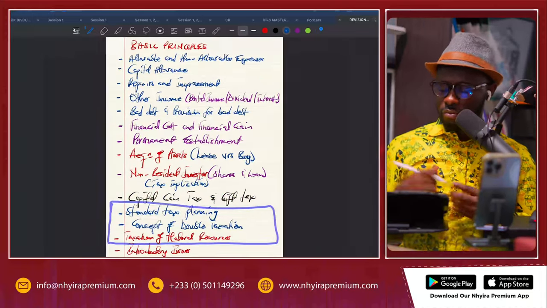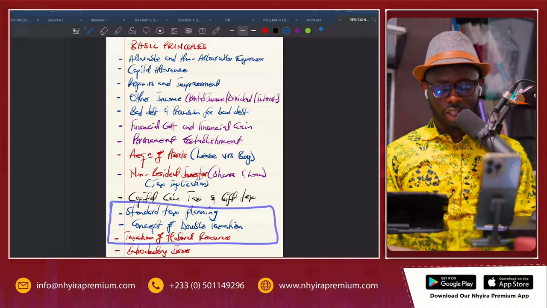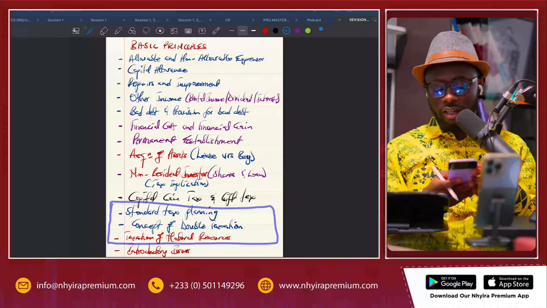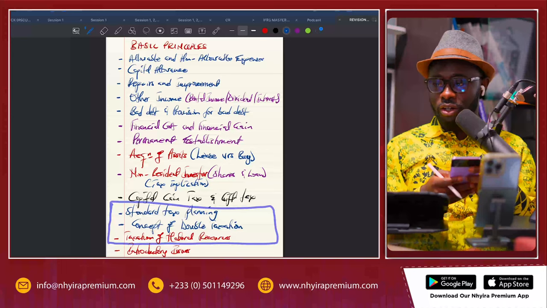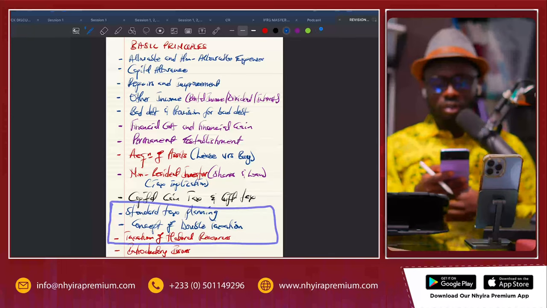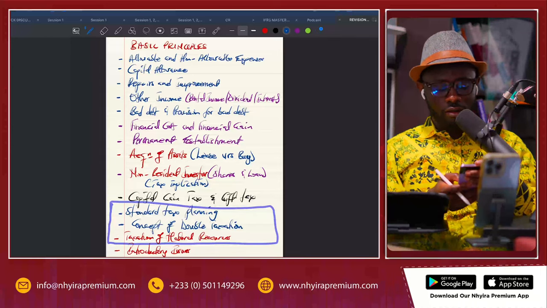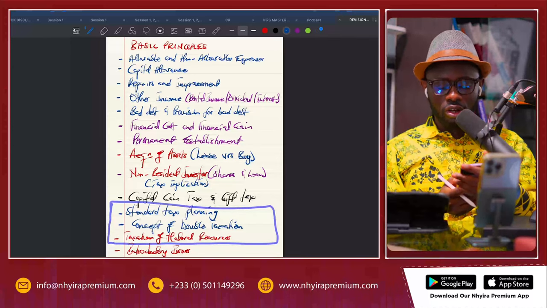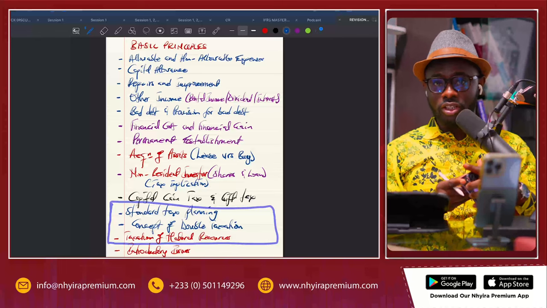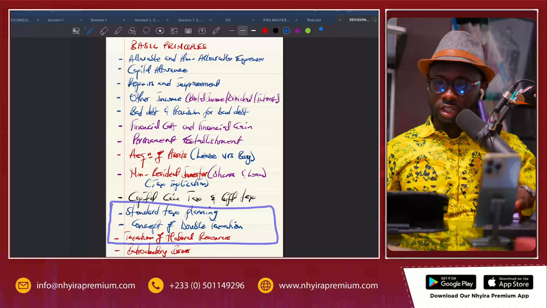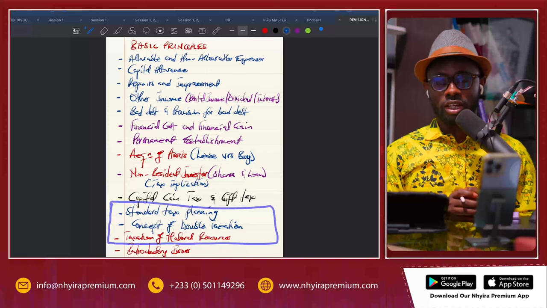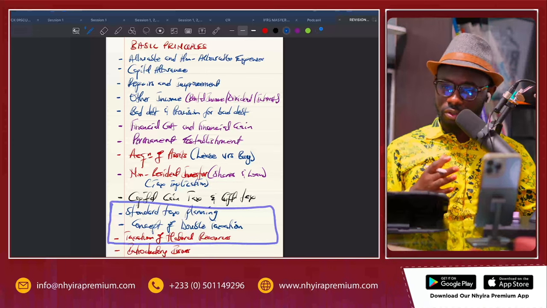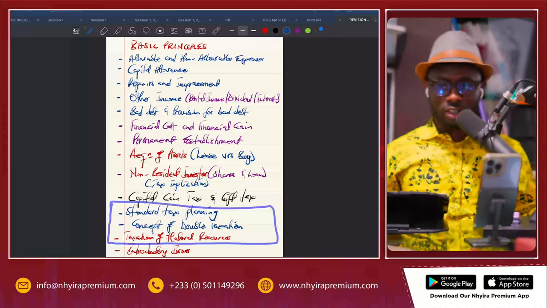Now, when it comes to the principles of taxation examination, this is what we need to understand. It's all about principles. It's about laws. Knowing the laws will play a key role in your ability to excel and ultimately pass the examination. So these are the principles that we need to understand when it comes to taxation, that is principles of taxation and advanced taxation.